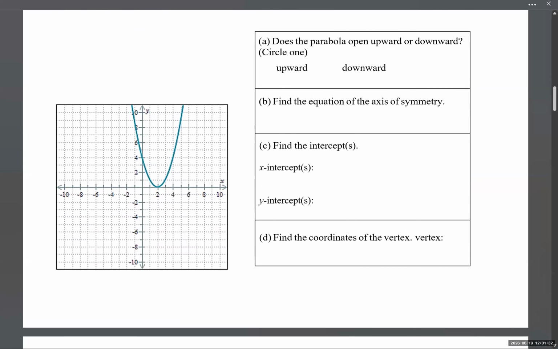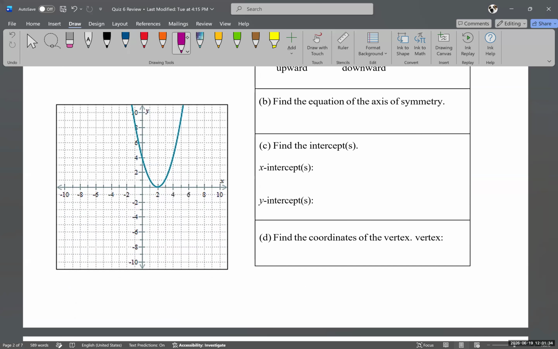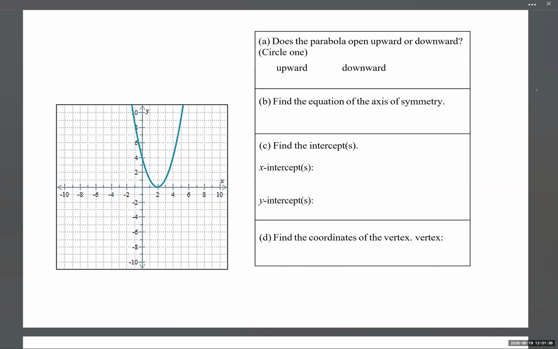Let's try it one more time. Does the parabola open up or down? This one also opens up. Find the equation of the axis of symmetry. The axis of symmetry is this dashed line. We don't graph it. It's this dashed line right here, and that's x equals 2.